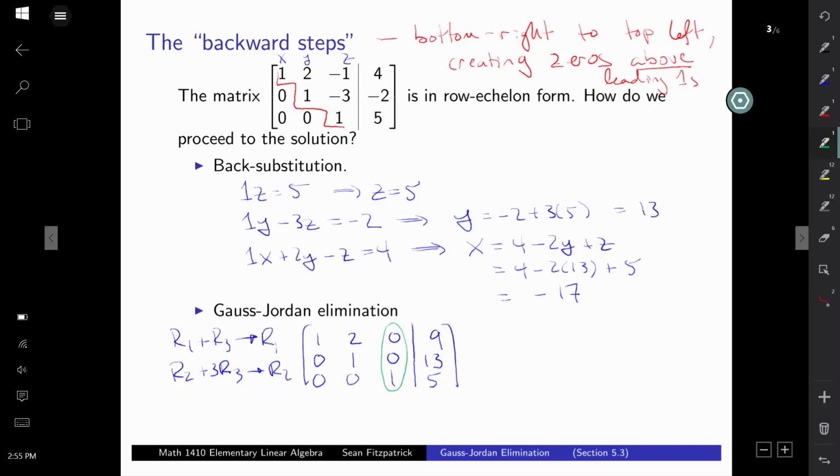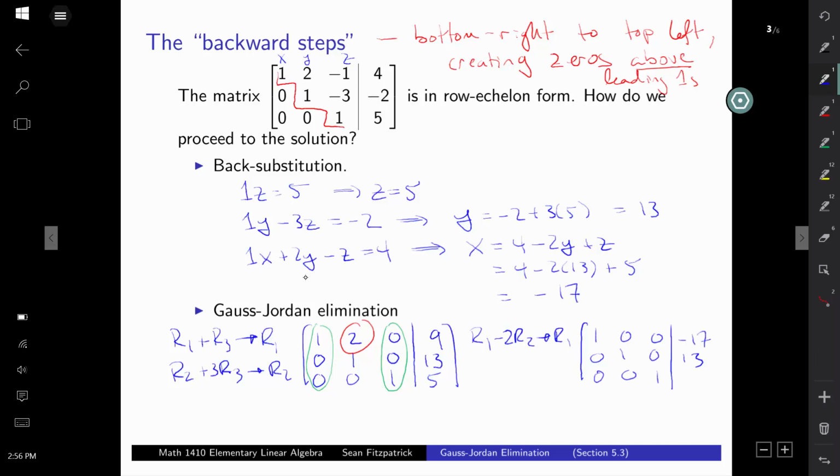And so now that leading one is the only non-zero entry in its column. The first leading one is always the only non-zero entry in its column. We've got one left to deal with. What do we have left? We've got this 2 here. We've got to get rid of that 2, but we know how to do that. We take row 1 and we subtract 2 row 2 and make that my new row 1. 2 subtract 2 is going to give me the 0 that I'm looking for. So I get 1, 0, 0. And so now I have to do 9 minus 2 times 13. So 9 minus 26 gives me minus 17.